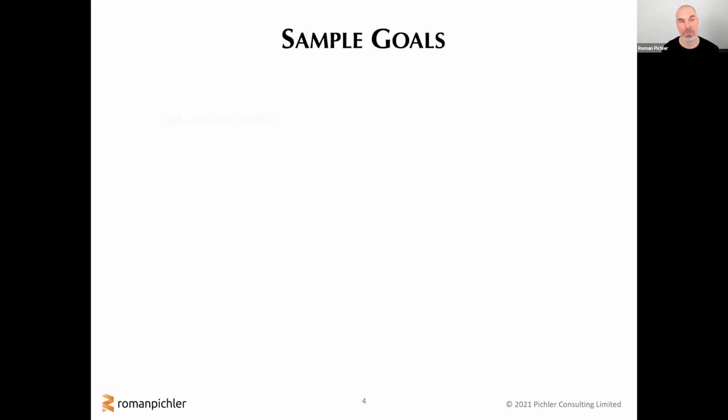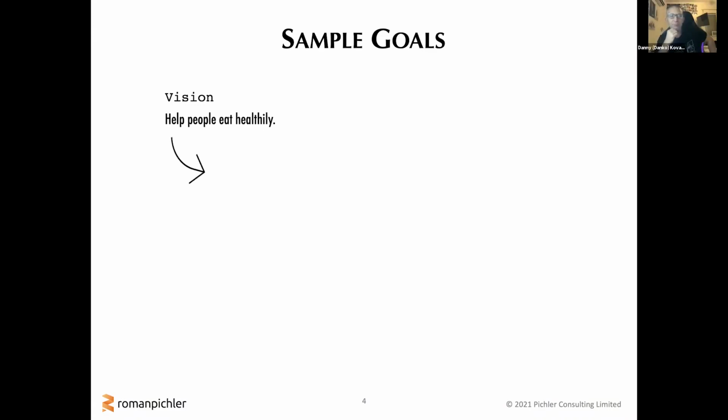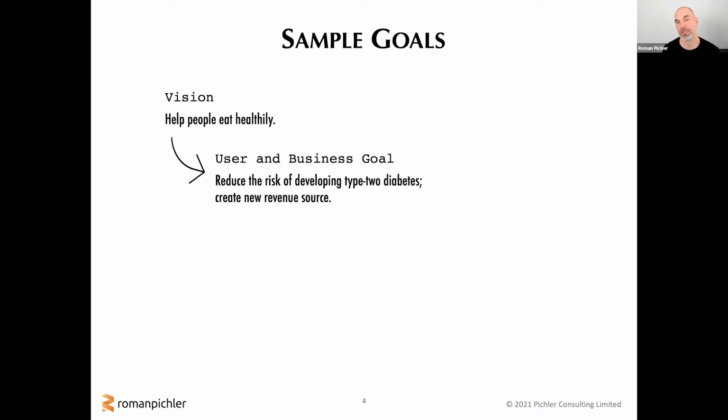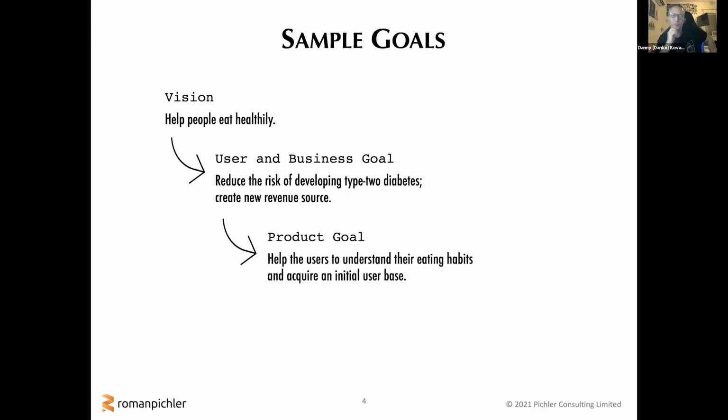Just to give you some sample goals, the vision could be to help people eat healthily. Well, that's my vision maybe. Then user and business goals could be to reduce the risk of developing type 2 diabetes, maybe for middle-aged men like myself, and the business goal would be to create a new revenue source, right? Now I can use those user and business goals to think about a specific measurable product goal for the next 2 to 6 months. That could be: help users understand if their eating habits are healthy, and acquire an initial user base. That might be the goal I'd like to achieve with an MVP, a minimum viable product, an initial offering of my new product.